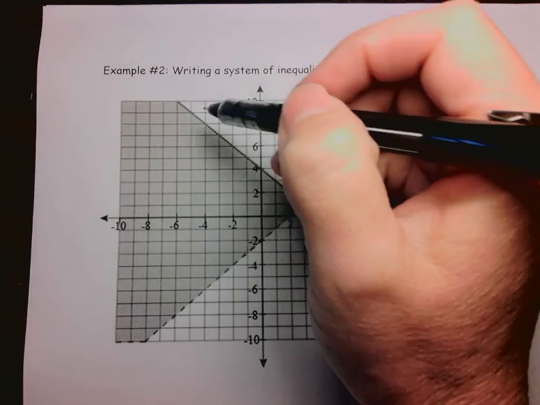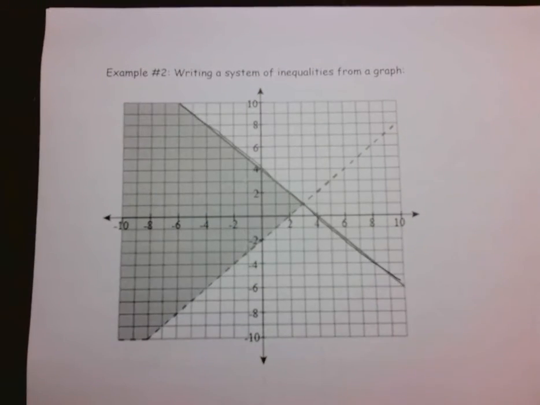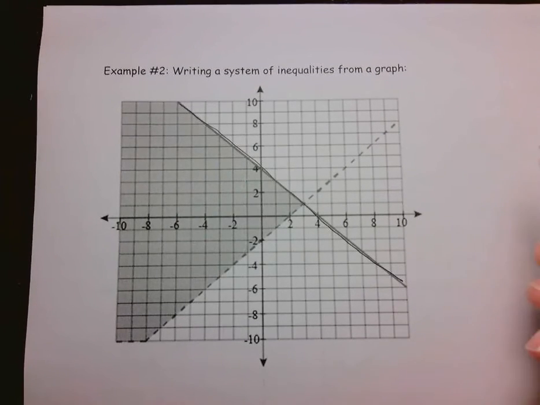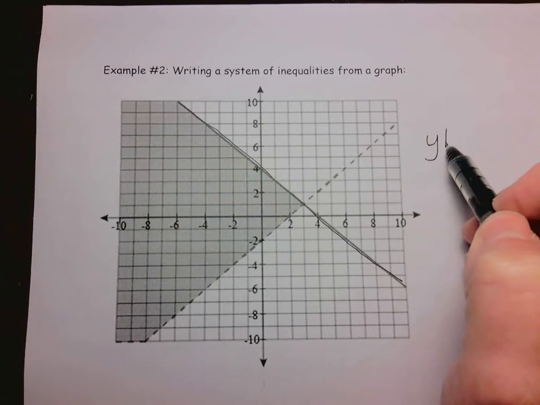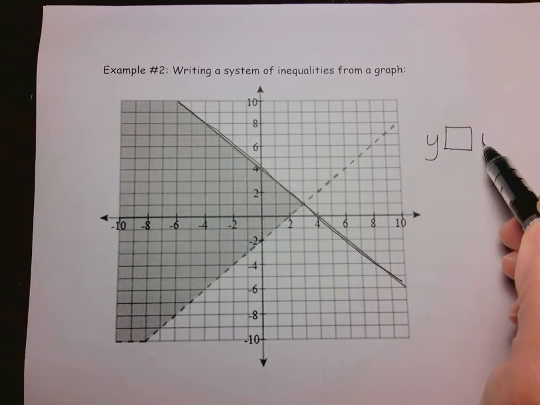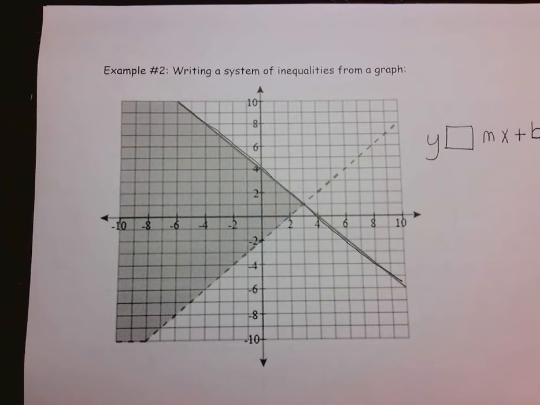Let's look, for example, at this solid line. Let's call this solid line black here, and use colors. It helps keep you organized. So this is going to be a y is less than or greater than. We have to figure out what that is, mx plus b. And we went over this in lesson 5, how to do this.